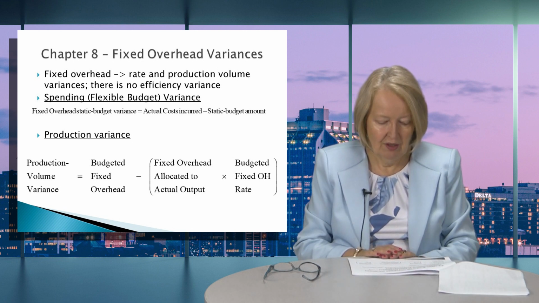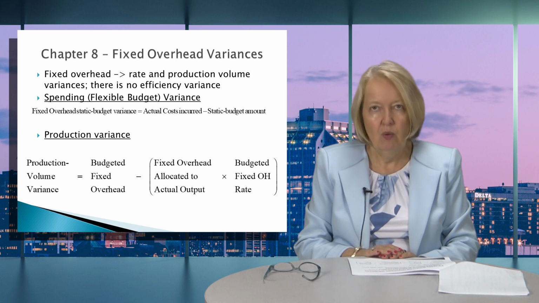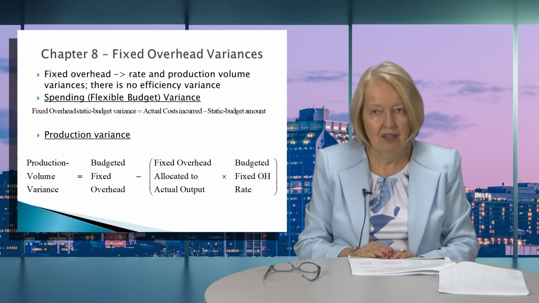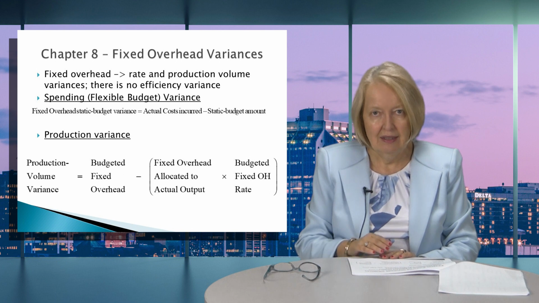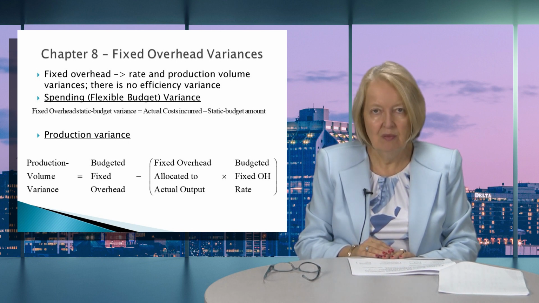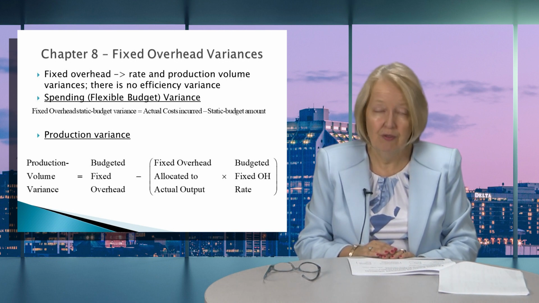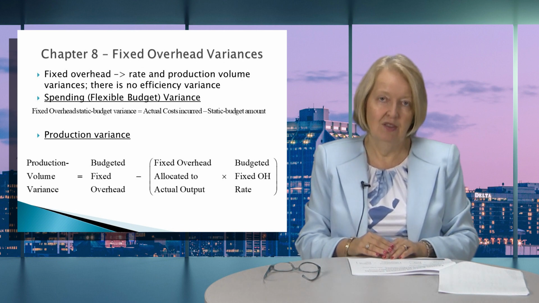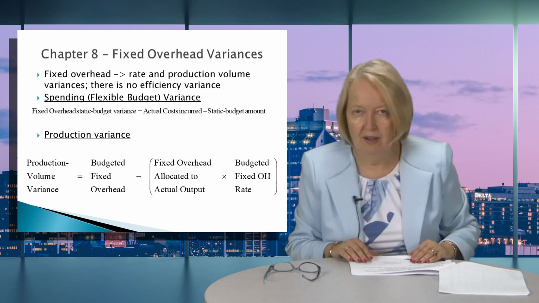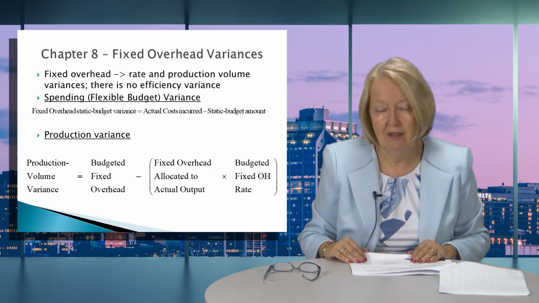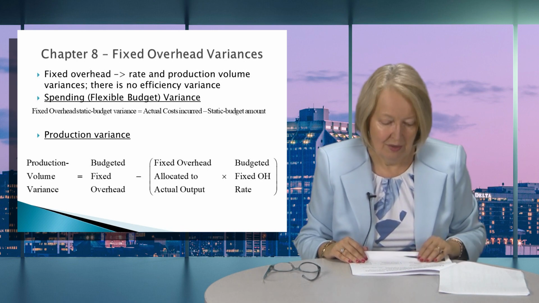For production volume variance, here what you're looking at is how much overhead did you allocate. That is affected by production, because when you're allocating your overhead, you are identifying a certain amount per unit, and the more you produce, the more overhead you're going to allocate. Or if you don't produce as many units as you had anticipated when you developed your budget, you might have an under-allocated budget amount.